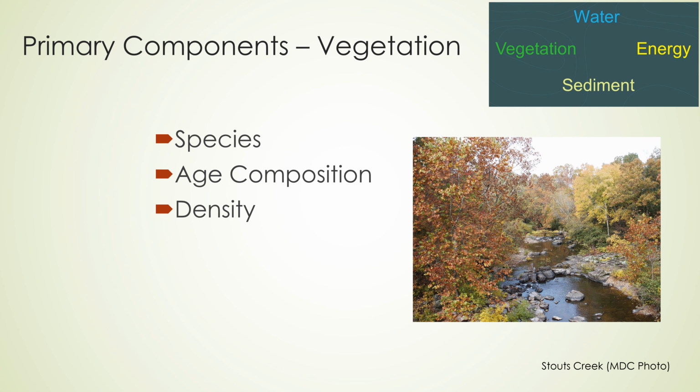The final primary component is the vegetation. Vegetation is important in slowing the velocity of our water component, reducing energy, and promoting deposition of sediments. The root structures of the vegetation also help reduce erosion and stabilize sediments in place. The effectiveness of the vegetation is related to the species, age composition, and density of the vegetation.